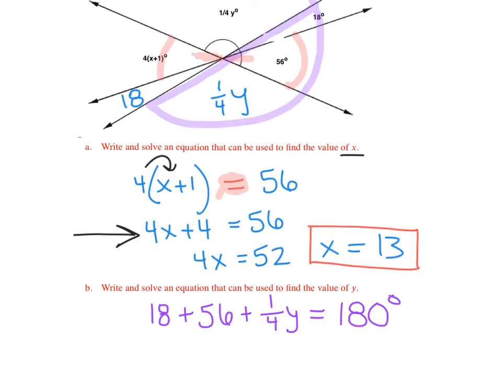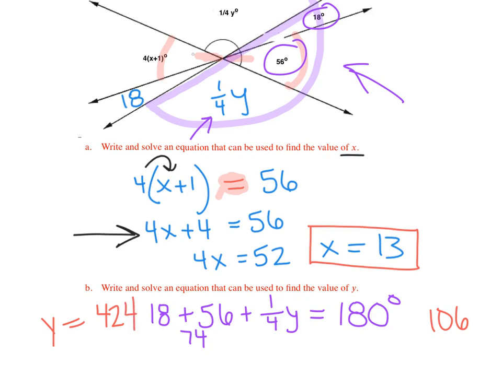For this last question, to solve for y, I'm using this line that I've highlighted up here in purple, and I know that these 3 angles add up to 180. Since I know 2 of them, I know the 18 and I know the 56, I can subtract away from the 180 to figure out what 1/4 y is. When I do that, pardon my pause, this gives me 74, so when I take 74 away from 180, I get 106. 106, well that's only a fourth of y, so I'm going to multiply that times 4 and find that y equals 424. So that's my answer.